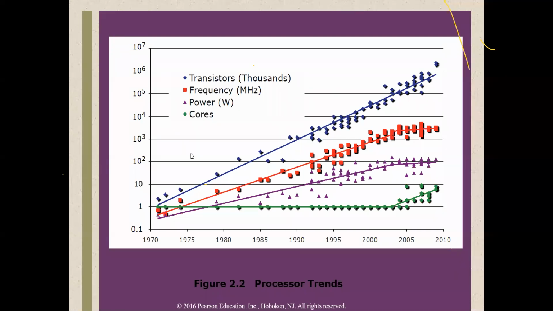Okay. Now this chart depicts the evolution or the trend of processors vis-a-vis the speed as given in frequency, the power, and the number of cores that are put on the processor. You could see some of the trend, looking at some of the strategies that have been put forward to increase the performance of our systems.